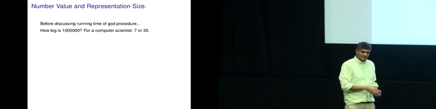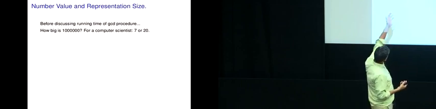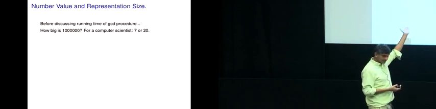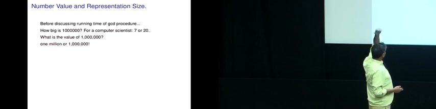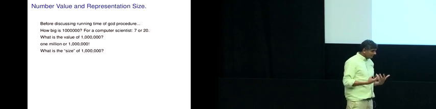So there's 2 ways to view a number. One is what is the value? What is the value of the number? It's 1 million, obviously. Okay? The value of 1 million is 1 million, right? But what is the size of 1 million?